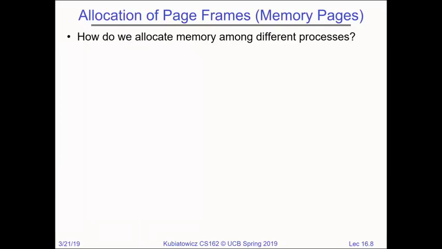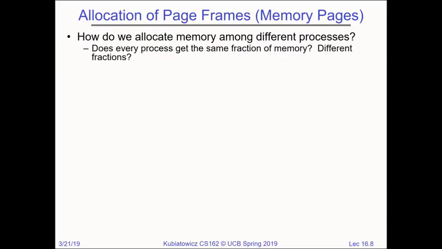Good. So let's talk about a couple of other interesting things here. How do we allocate memory amongst different processes? This sounds like a scheduling question. Does every process get the same fraction of memory? Seems plausible. Or should some processes get completely swapped out, where all of their memory gets pushed out to disk and they have no image left in core?